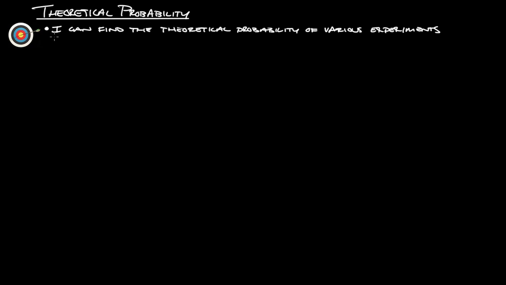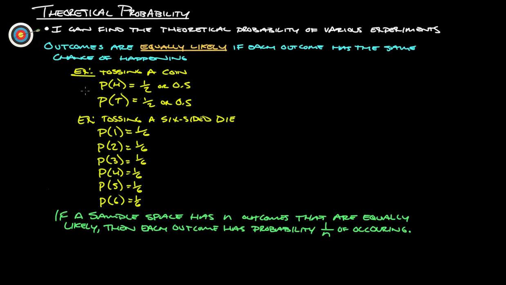I'm going to take you through the notes on theoretical probability. At the end of this, you should be able to say, I can find the theoretical probability of various experiments. Outcomes are equally likely if each outcome has the same chance of happening.